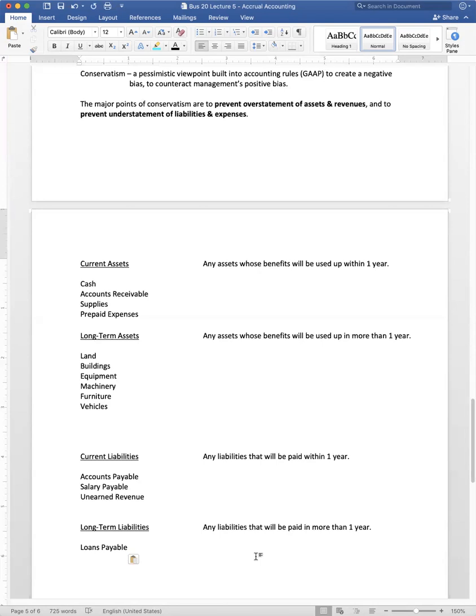You have to be careful with liabilities, though, because let's say I have a 30-year loan. For the first 29 years, that loan will be long-term. Right? But in the last year, the 30th year, it's going to move up and become current because in that last year, it's going to be paid within a year. So all the long-term liabilities will eventually be moving to current in their final year.